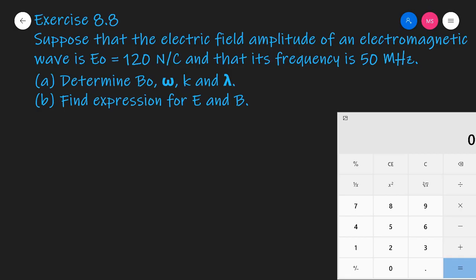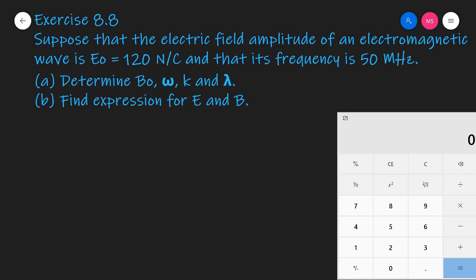Unsolved example 8.8. Suppose that the electric field amplitude of an electromagnetic wave is E naught equal to 120 Newton per coulomb and that its frequency is 50 megahertz. A. Determine B naught, omega, k and lambda. B. Find expression for E and B.